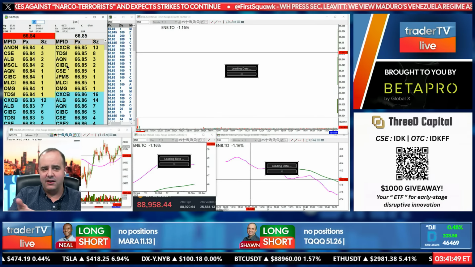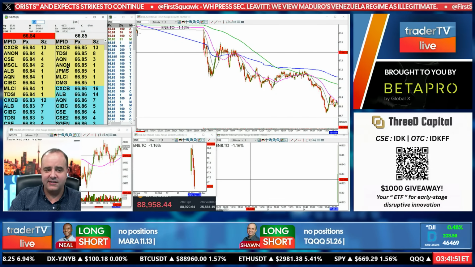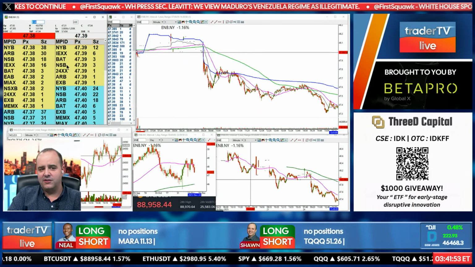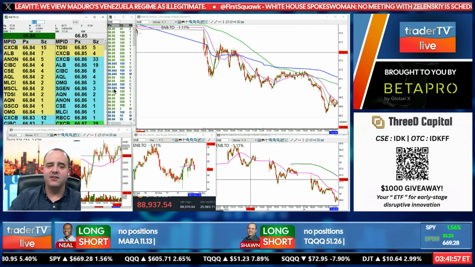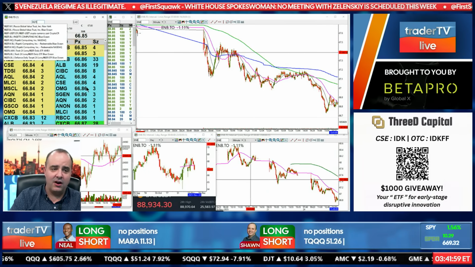So there's that. Here's Enbridge in Toronto, $68, $67. Take away the US dollar versus CAD, 47 back there. So there's many names that trade back and forth like this on both exchanges. So you've got to be careful there.